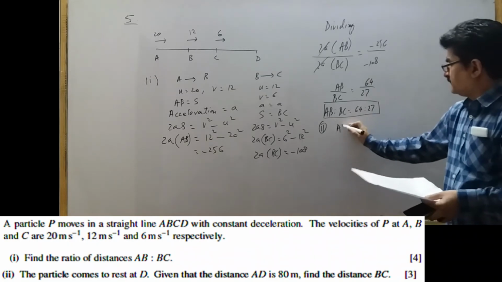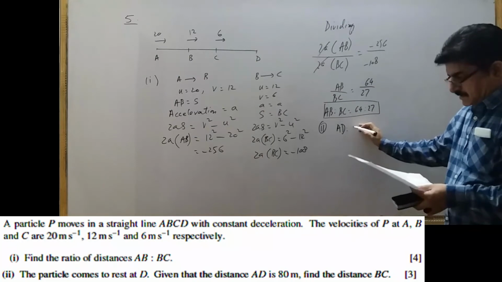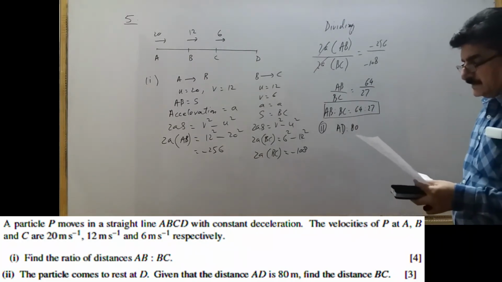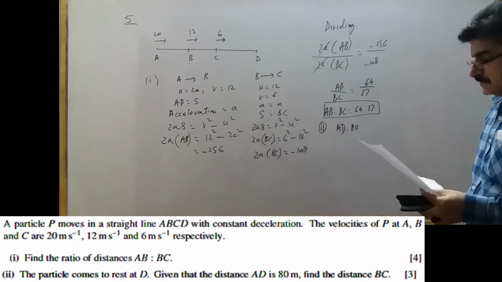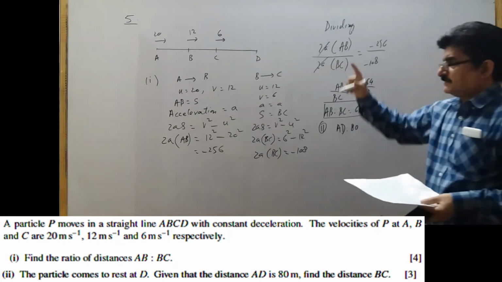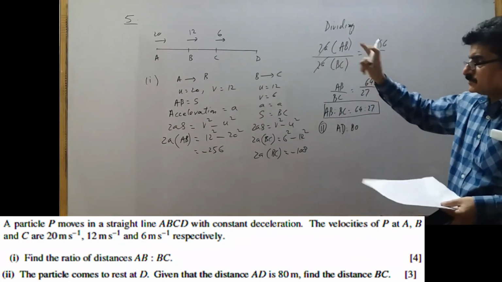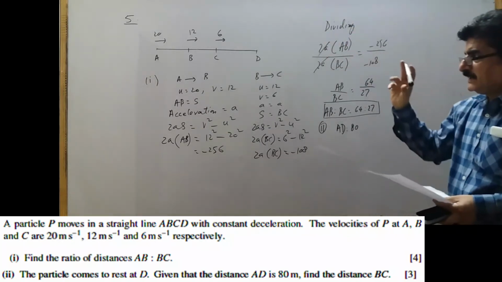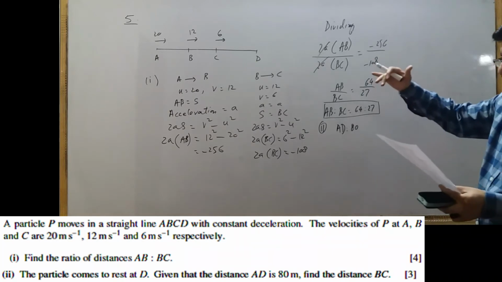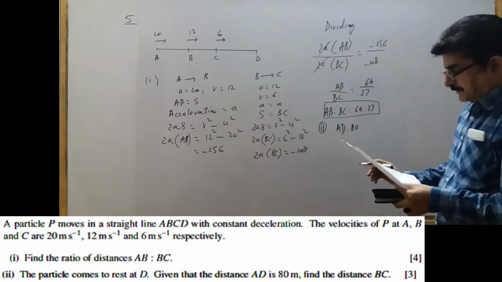Now the important given value is that the total distance AD is 80. Now you are asked to find the distance BC. For BC we have initial and final velocities, and we have to find the BC distance, so only two values are given. We need one more quantity. The situation tells that you can find the distance.